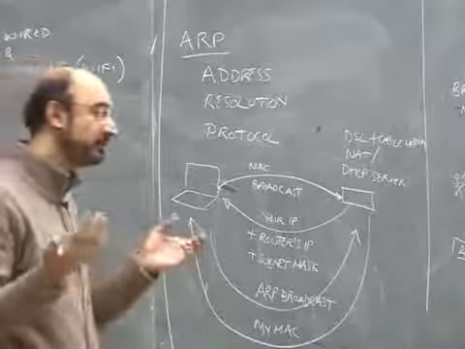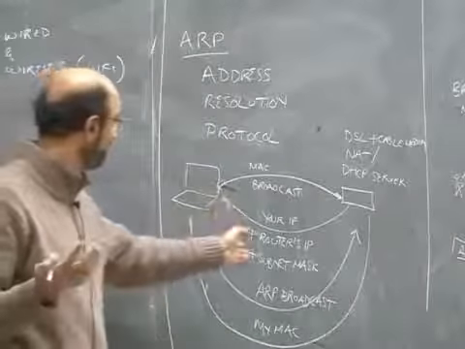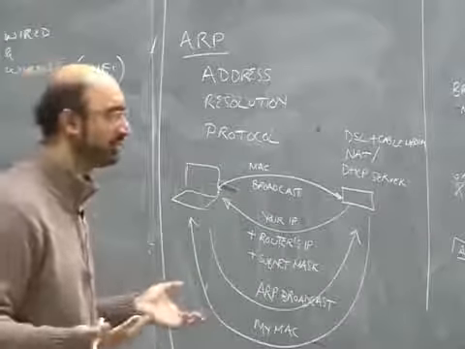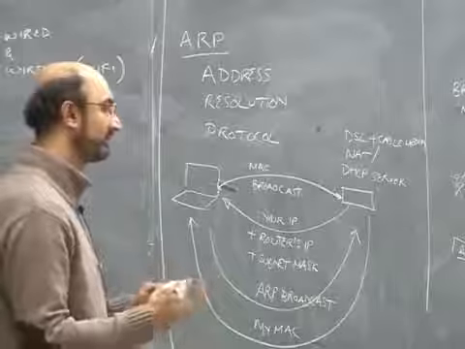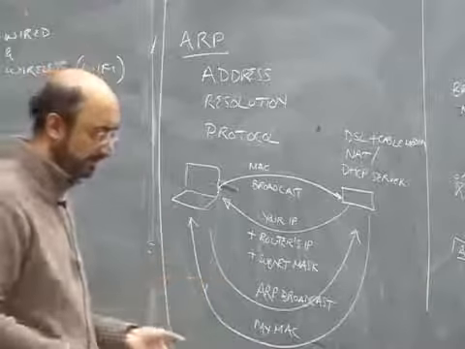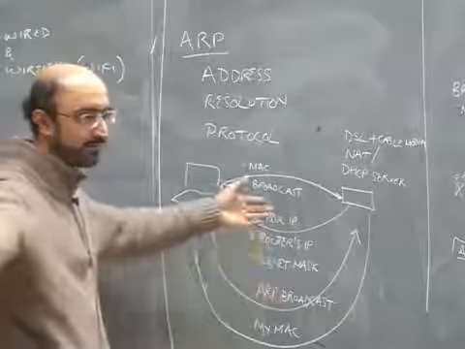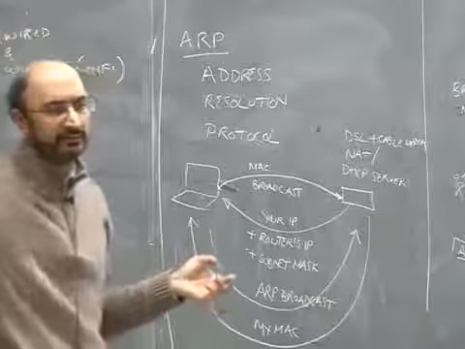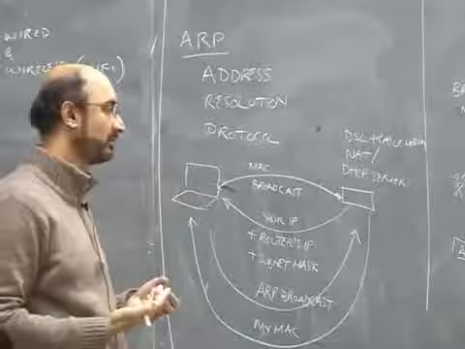Because everybody can receive a MAC broadcast on the subnet, by definition of a subnet. You broadcast it, everybody gets it. One of them is going to have the router's IP. Again, by definition, it's in your subnet, right?